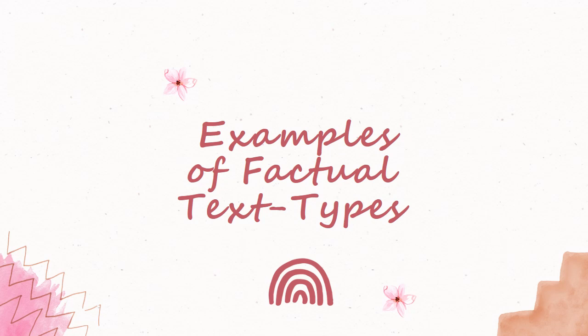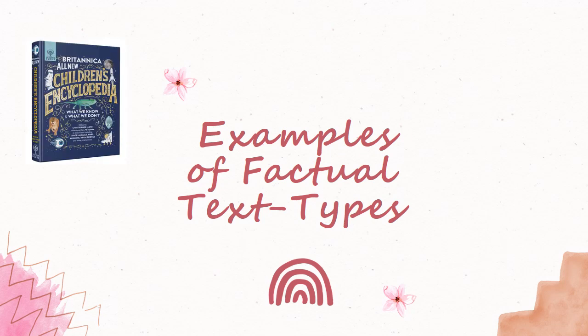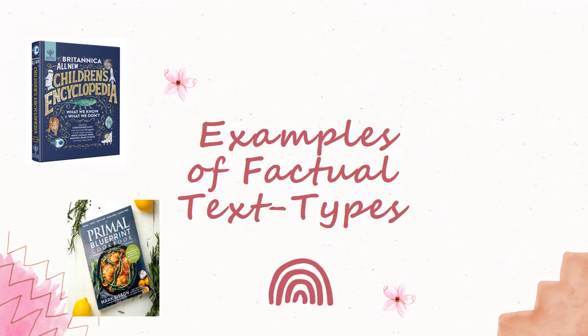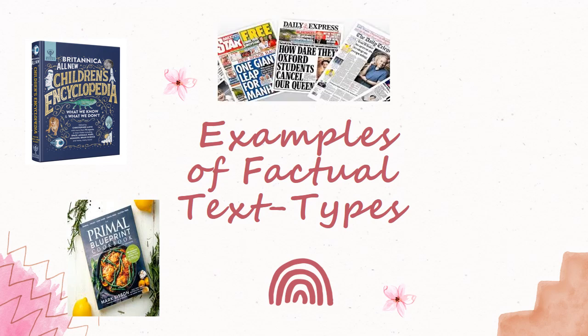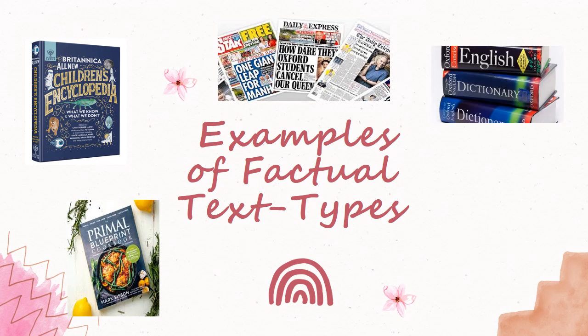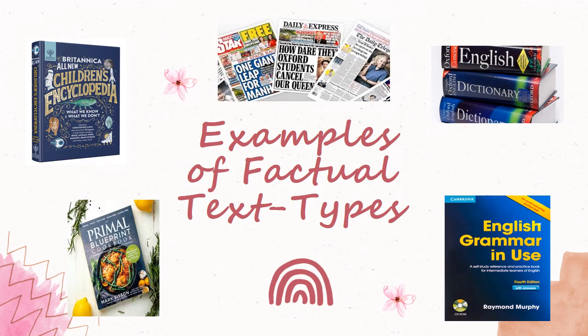Here are the examples of factual text types. We have the encyclopedia, cookbook or recipe book, newspaper, dictionary, and textbook. So kung mapapansin nyo, familiar na kayo sa mga halimbawang ito. Ito yung kadalasan nating ginagamit na learning materials tuwing tayo ay nag-aaral.